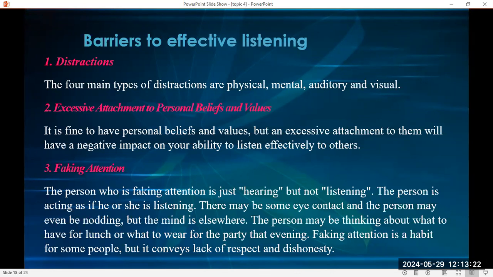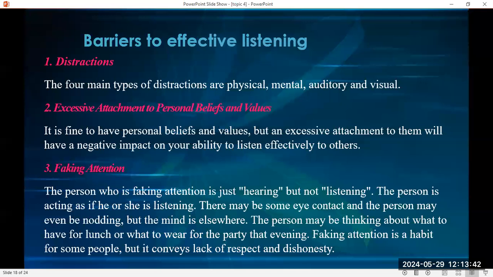Auditory. You have a problem with your hearing. Hearing what? You are hearing, eh? Or you have a problem with your eyes. Because that can also form what we call distractions.